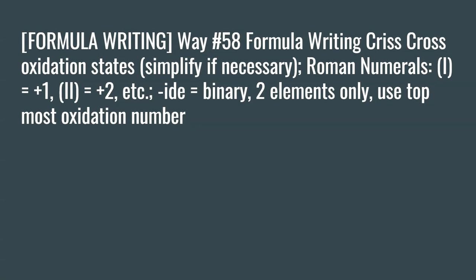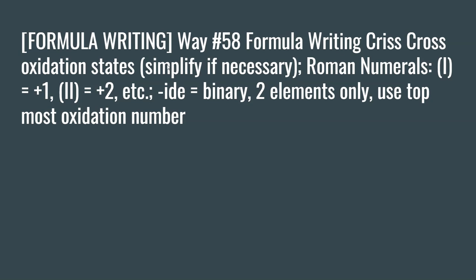Way 58 has to deal with formula writing and how you actually write the molecular formula given the name of a specific compound. The way you're going to do this is you're going to look on the periodic table and look up the oxidation state or the typical charge present or formed from those atoms. It's indicated by the top right corner number in the periodic table.